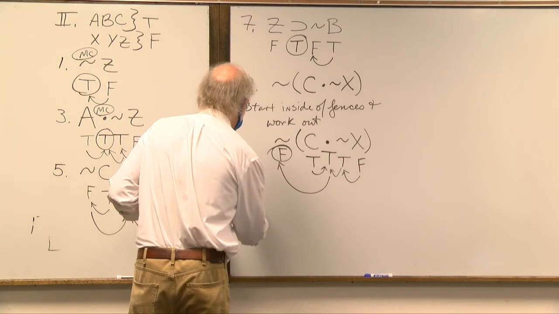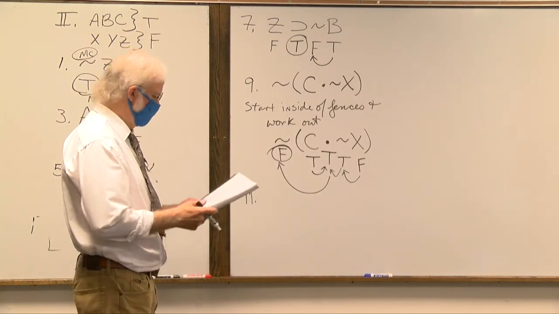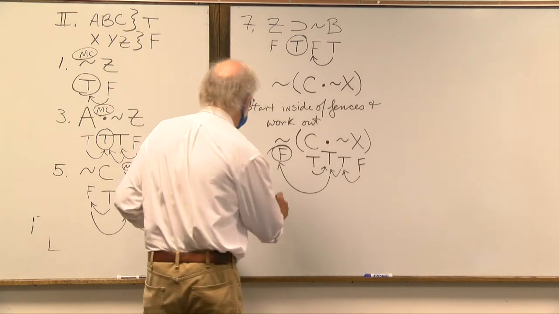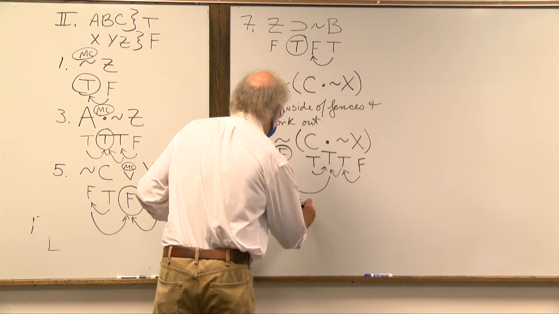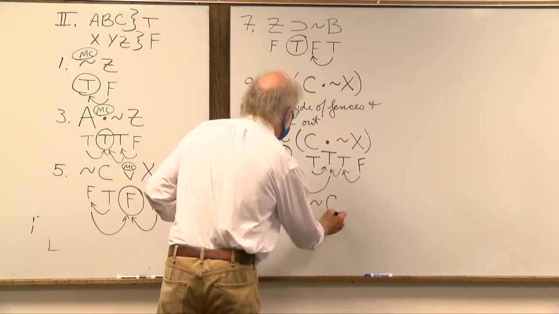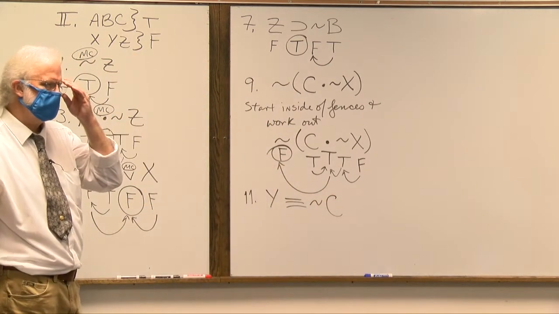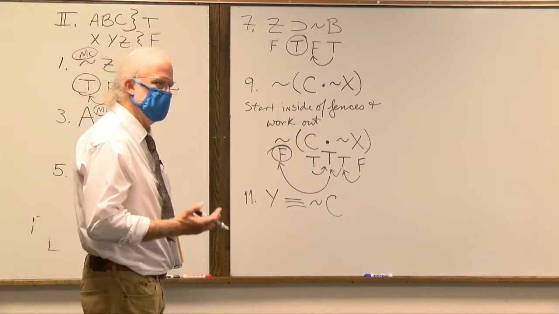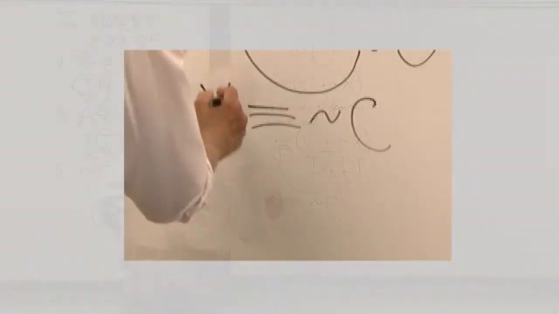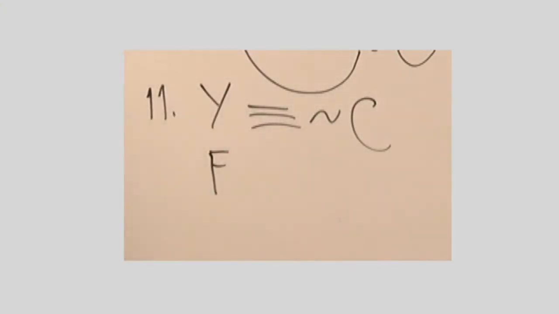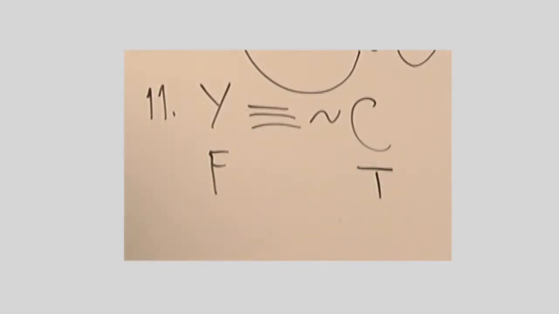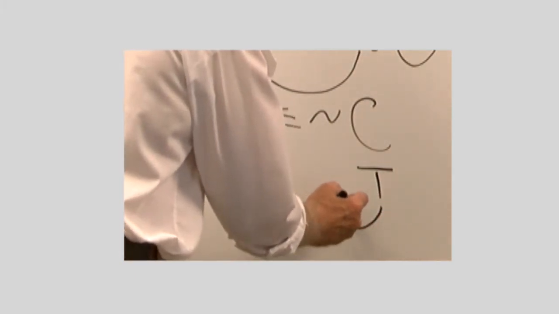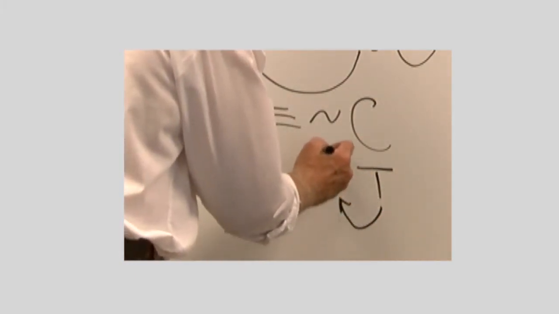Let's try another one and introduce the triple bar into this set of exercises. In number 11, we have Y, if and only if, not C. Okay, now what we know here from the instructions is that Y is false. So we put an F under it. We know that C is true, so we'll put a T under it. But if C is true, isn't it obvious that not C is going to be false?